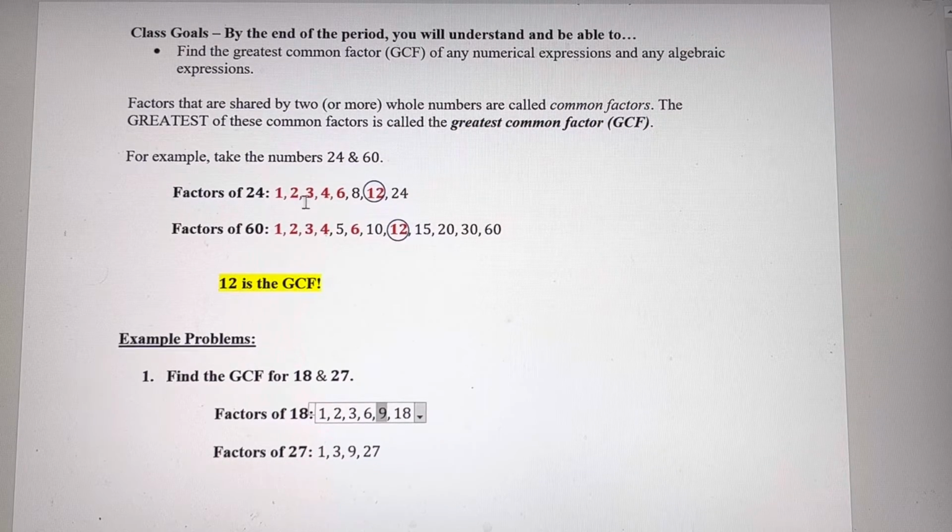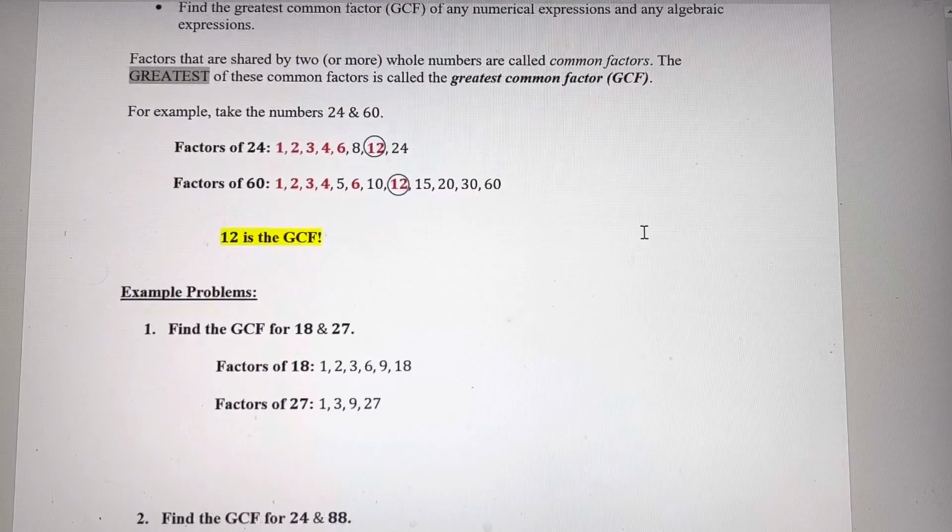So the ones marked in red here, 1, 2, 3, 4, 6, and 12, would be called common factors, factors that both 24 and 60 have in common. What we're looking for is the greatest of those common factors, okay? And you can see here that 12 would be the GCF between the numbers 24 and 60, okay?